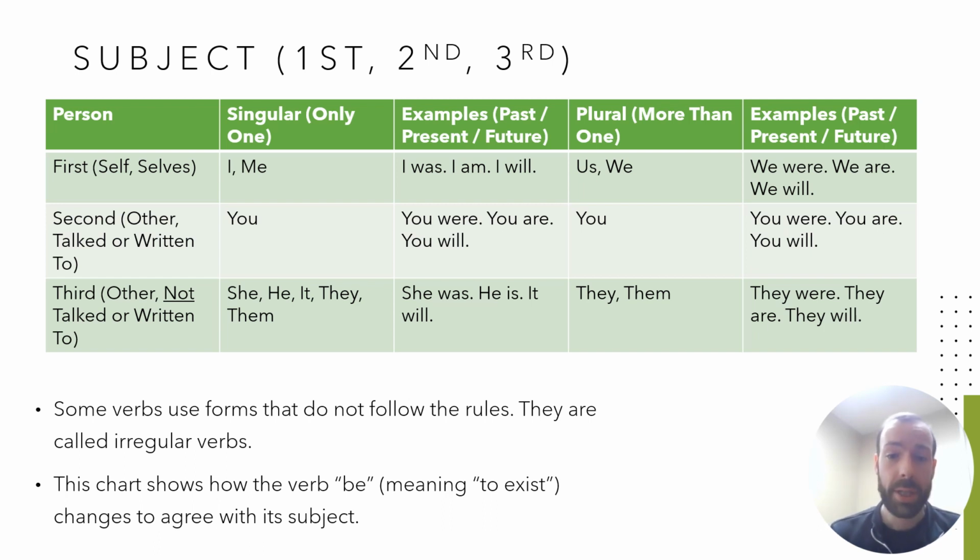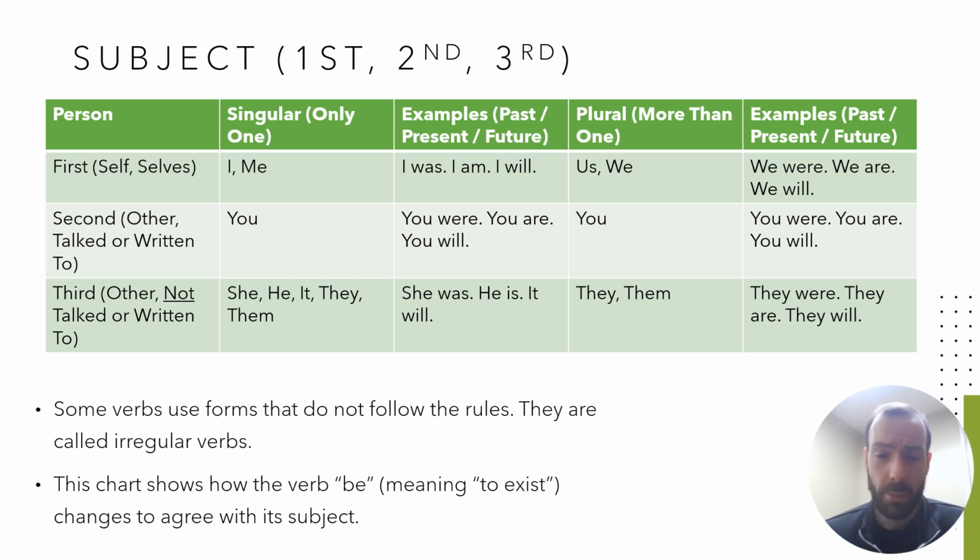And those are all singular pronouns, which means we're talking about one person who is not present right now. We're talking about them with someone else. If we're talking about them in the past tense, we say she was doing something. If we're talking about them in the present tense, we say he is doing something. And if we're talking about them in the future tense, we say it will do something.